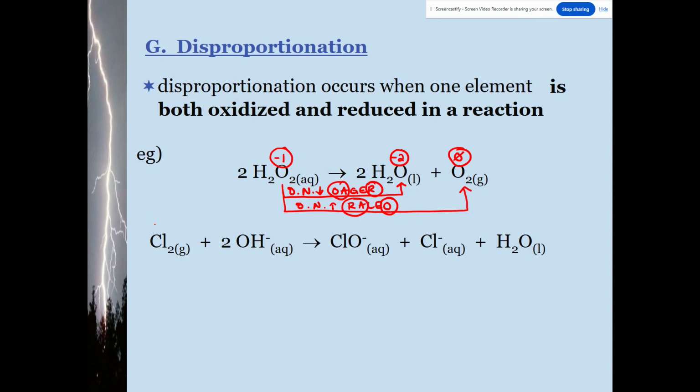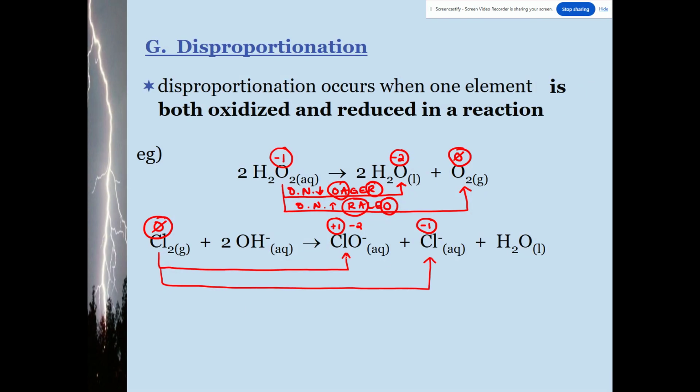And we have the same thing happening in the next example. I have chlorine gas starting as 0. It's turning into this polyatomic ion, which adds up to -1. So the chlorine in this polyatomic ion is +1, and over here it's in its simple ion form, which is -1. So again, the same thing happened with my chlorine. My chlorine went through an increase in oxidation number, which would be an oxidation reaction, and a decrease in number, which would be a reduction half reaction.